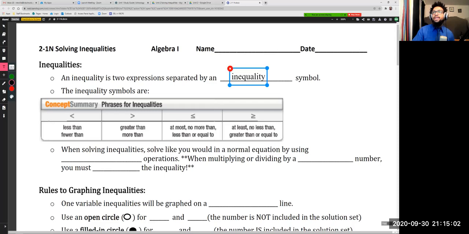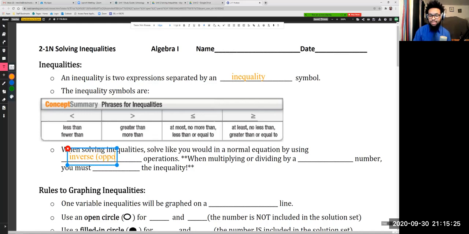So, actually, let me change this color. I want to use a different color besides black. Let's use that orange. All right. When solving inequalities, we're going to solve them like we would a normal equation. And to do that, we are going to use our inverse operations. And if you don't know, inverse just means opposites. Our inverse or opposite operations.